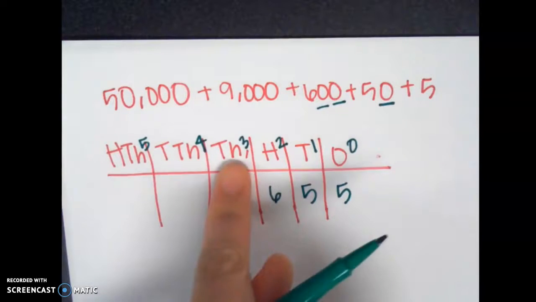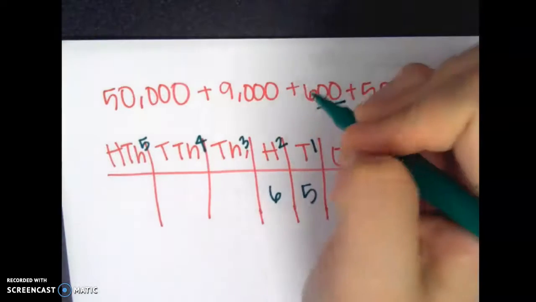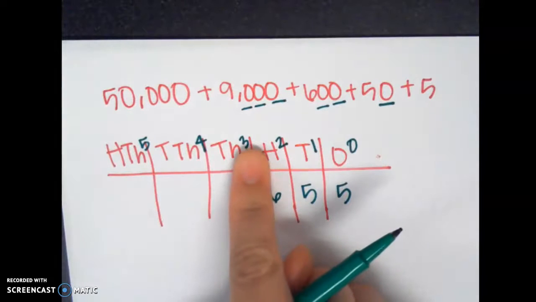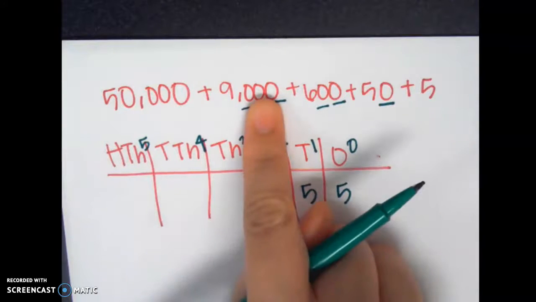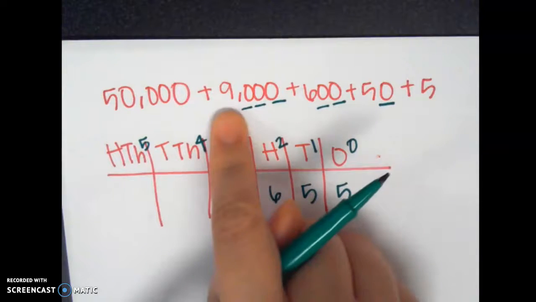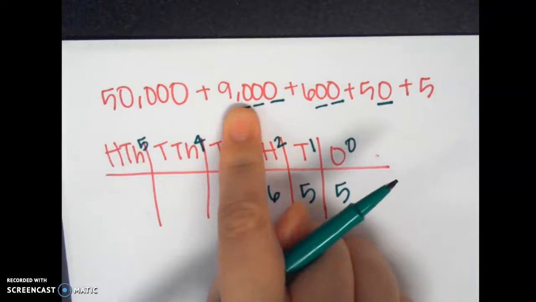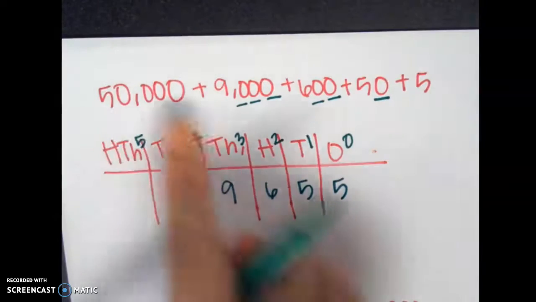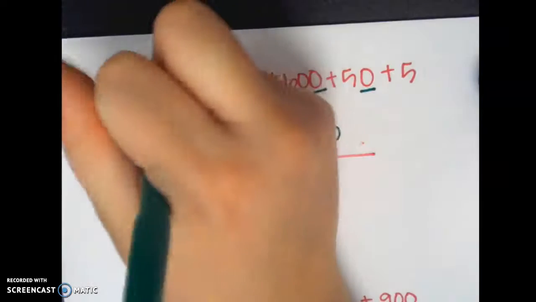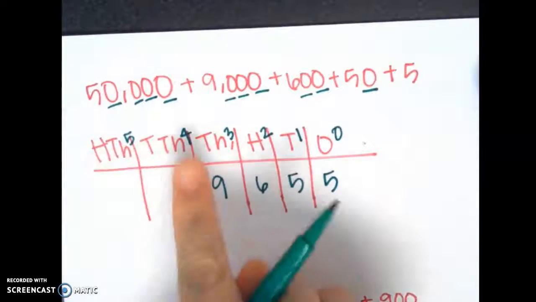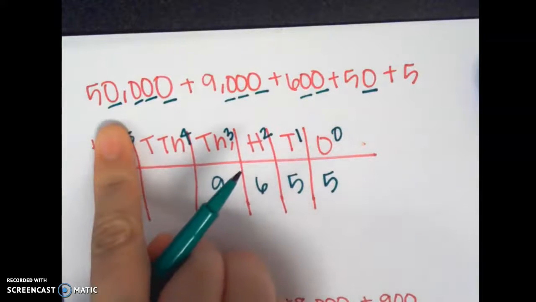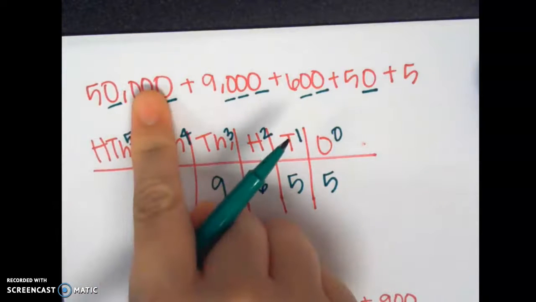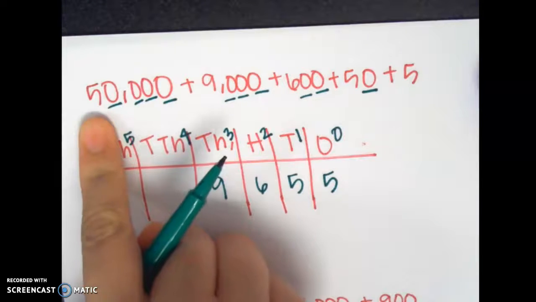My thousands, I have 9,000 and it has 3 zeros. Thousands have 3 zeros, so I know that this number is going to go in this place value, and 9,000 is made up of 9 thousands, and I'm going to write a 9 there. My 10,000s, 1, 2, 3, 4. My 10,000s also has 4 zeros, so 50,000 is going to belong in my 10,000s place value, and 50,000 is made up of 5 10,000s.